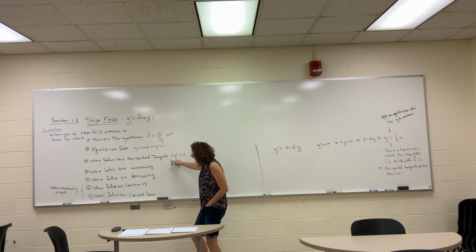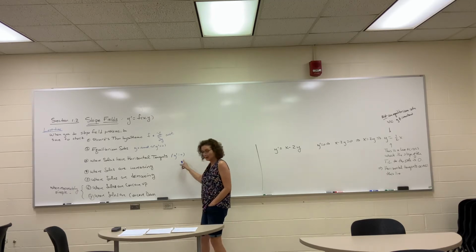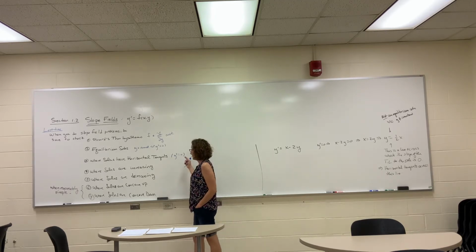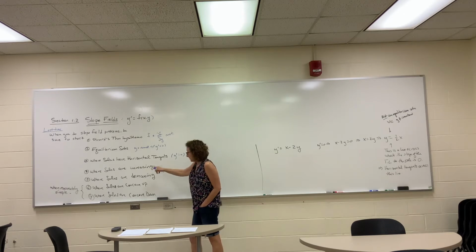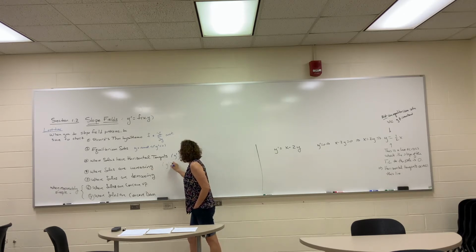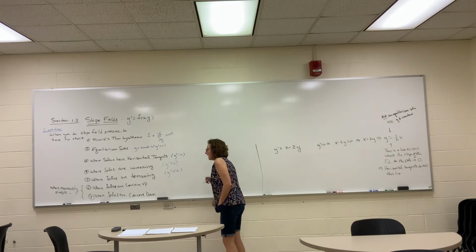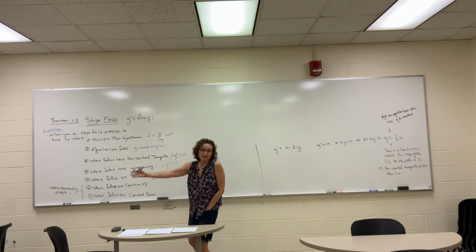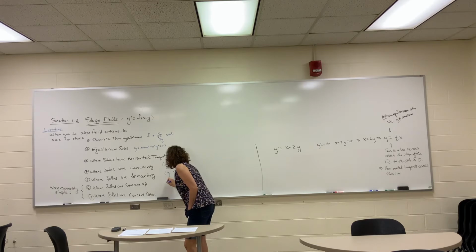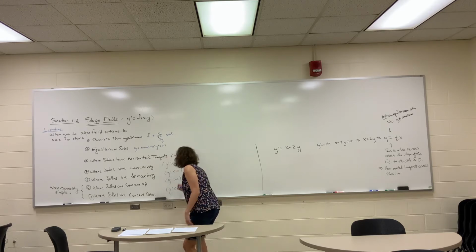In addition, we want to figure out across what types of curves solutions cross with horizontal tangents, like in our last problem, where it was a line. Where are solutions increasing? So when is y prime positive, reinforcing our calculus. Where are solutions decreasing? So where is y prime negative? And then, provided it's reasonably simple, where are solutions concave up? So where is y double prime positive? And where are solutions concave down? So where is y double prime negative?